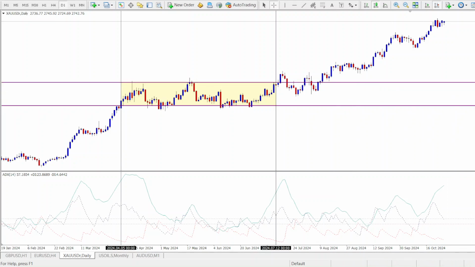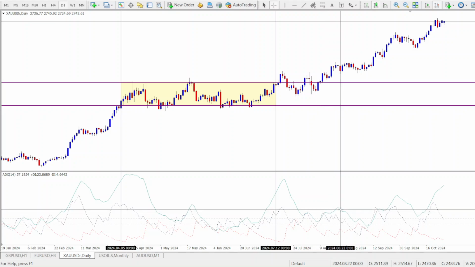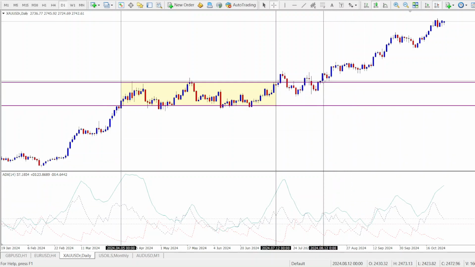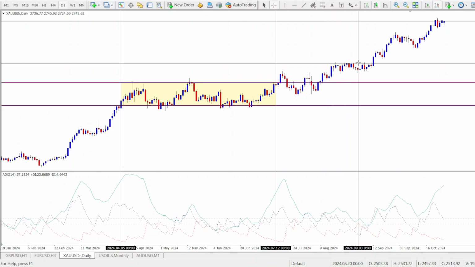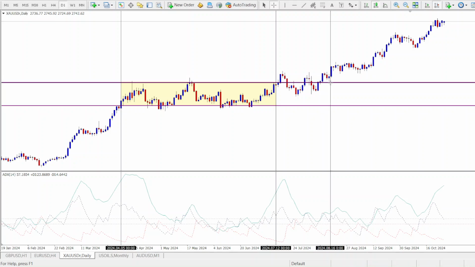Now for entries, look for the ADX line to cross above the 25. That's just the entry signal. The ADX line should cross above the 25 as your initial go signal. Then check if price action supports your entry. Like when a breakout happens, for example, I'm just using this as an example. You have to look out for a retest, and then you should have a candlestick pattern that is in support of that bullish breakout.